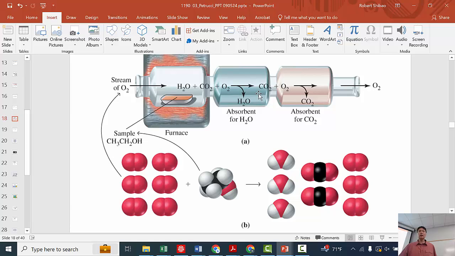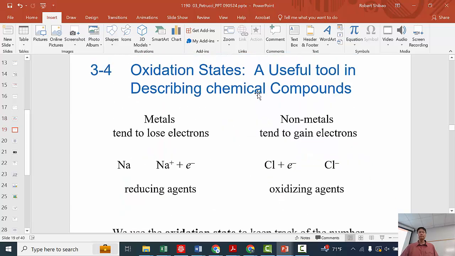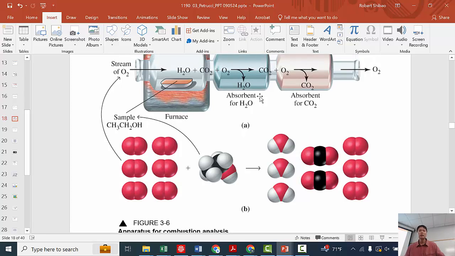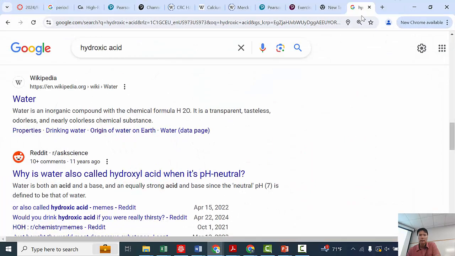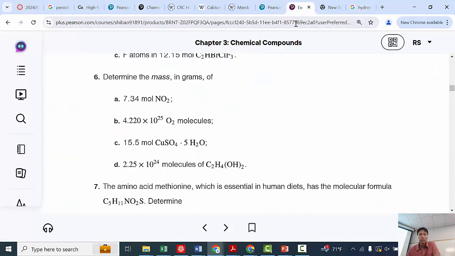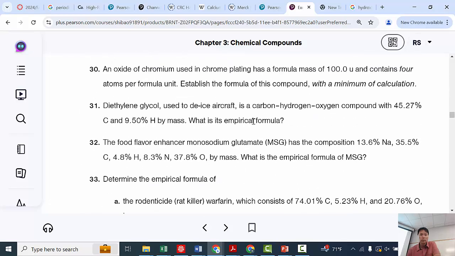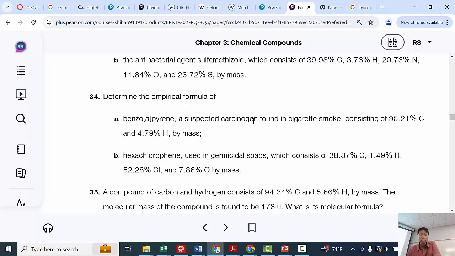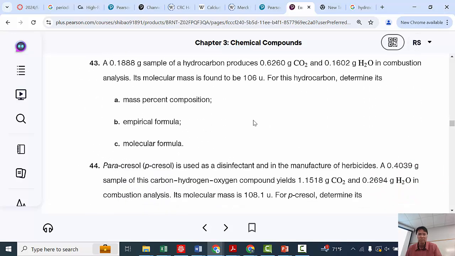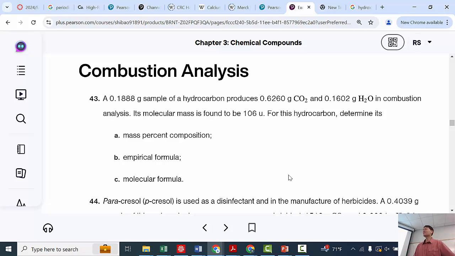So let's take a look at the actual problem using combustion analysis. We'll take a look at two problems using combustion analysis here from chapter 3. Actually, we should look at all the problems involving combustion analysis. That way you get no surprises, right?